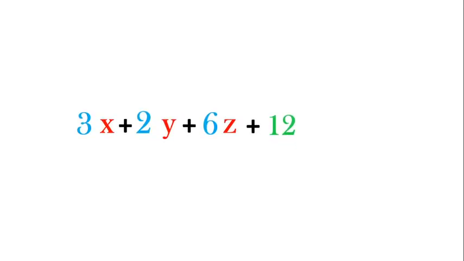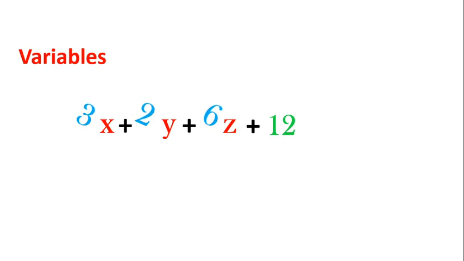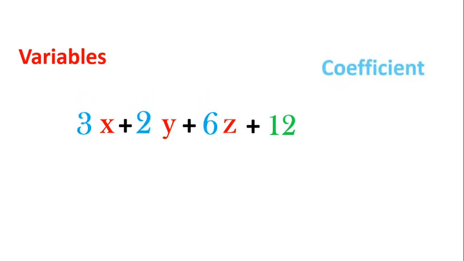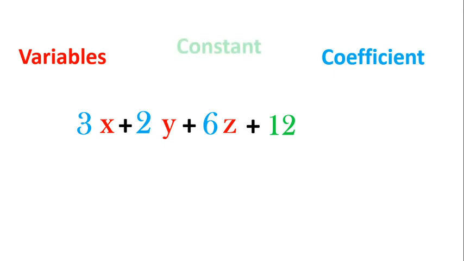Consider this mathematical statement which contains letters as well as numbers. Letters that you see here are x, y and z, and they represent some unknown or arbitrary quantities, the value of which can vary. Hence, they are called variables. The numbers that are appearing along with variables are called coefficients, and the standalone number, for example 12 here, is a constant.